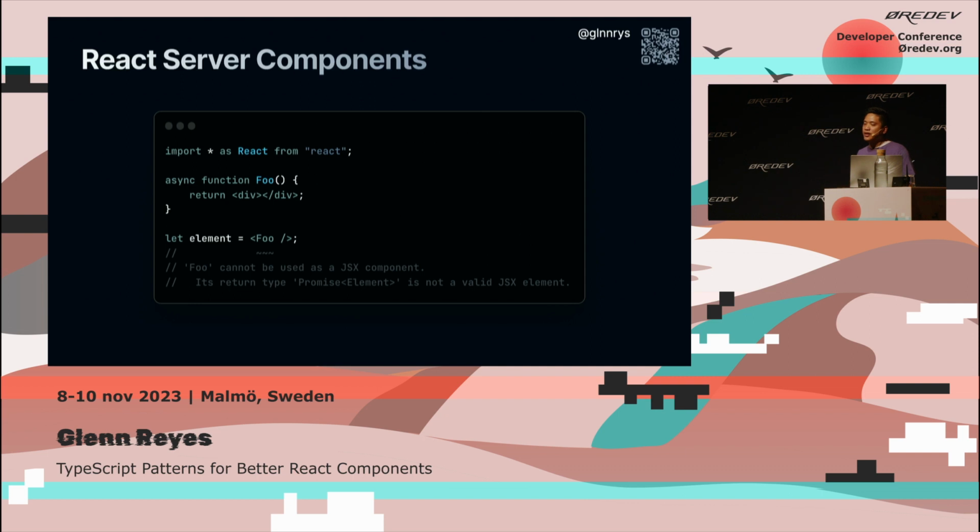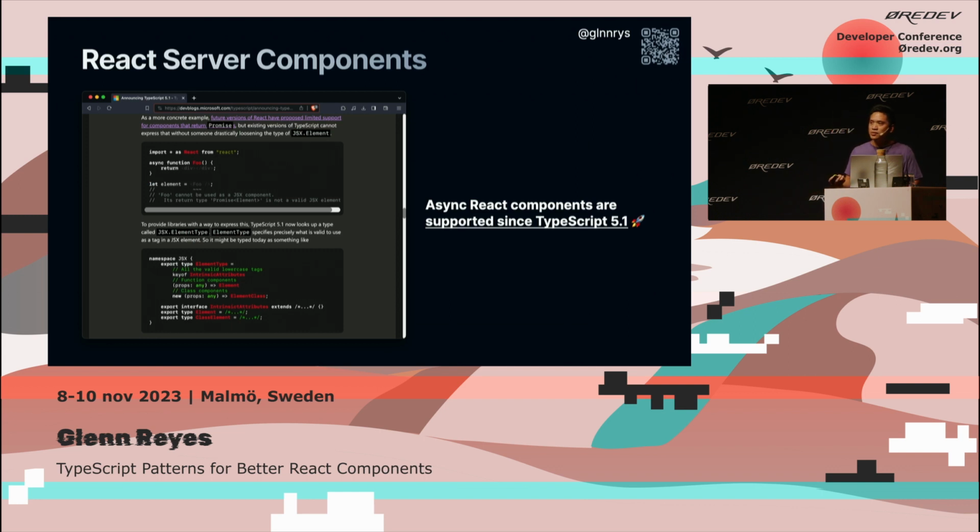And the typing of that used to be incompatible with previous TypeScript versions. But since TypeScript 5.1, it's possible to have the components returning a promise, which is nice. And if you consider using React Server components, make sure you're at least on TypeScript 5.1 to have full compatibility with your TypeScript compiler.